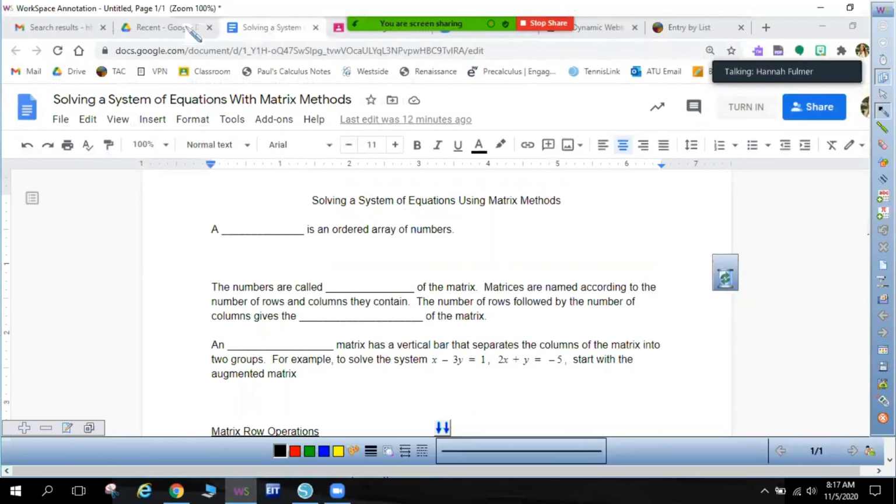Okay, so a matrix is an ordered array of numbers. That's the first thing that you need to write in your notes.